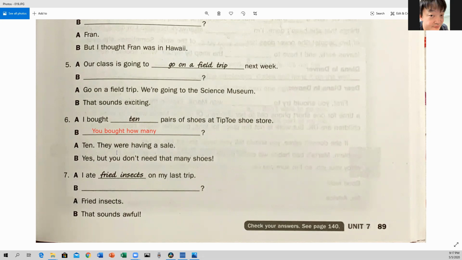And number 7, I ate fried insects on my last trip. Clarifying question. You ate what? Fried insects. That sounds awful. Okay. Good. Difficult? No, right? Not difficult at all.